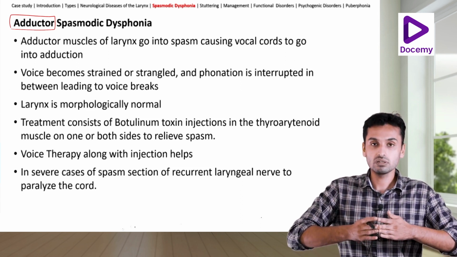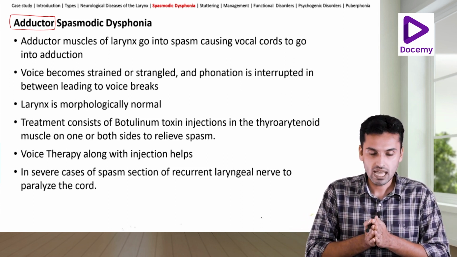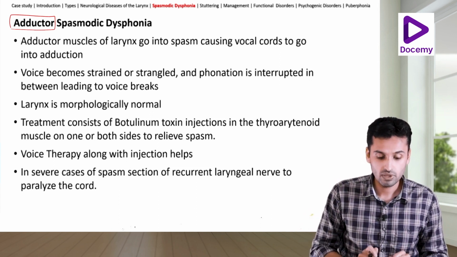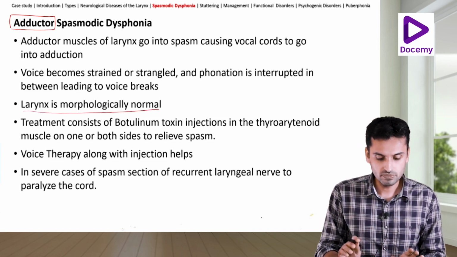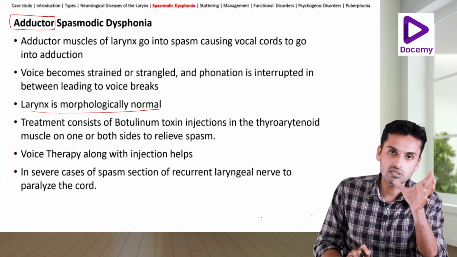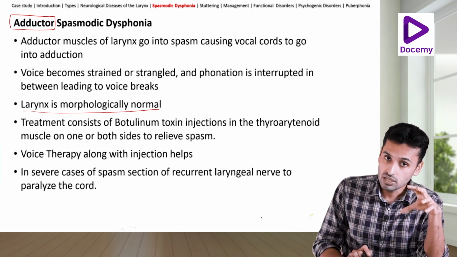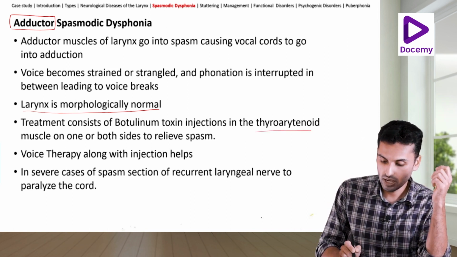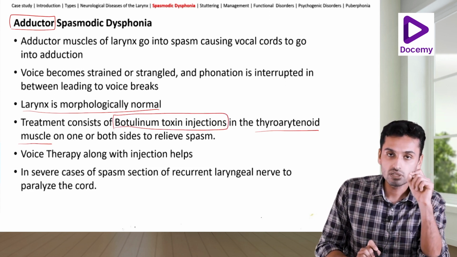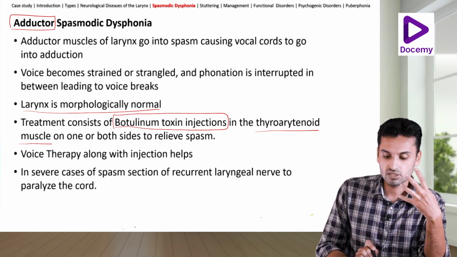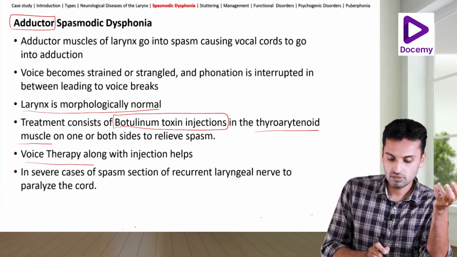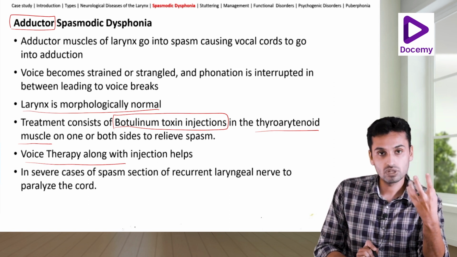When the patient speaks, the larynx goes into spasm, and because of this, the patient has a very choky, very strained, strangled sound. The larynx is morphologically normal, and the treatment involves relaxing the muscles that are causing this adduction. So what are the muscles that cause adduction, or tensing the vocal folds? The thyroarytenoid muscle is injected with botulinum toxin. It's not a single injection. Repeated injections will slowly cause this muscle to relax, and it will relieve this spasm, and along with that, voice therapy is given, and the patient's voice comes back to normal.